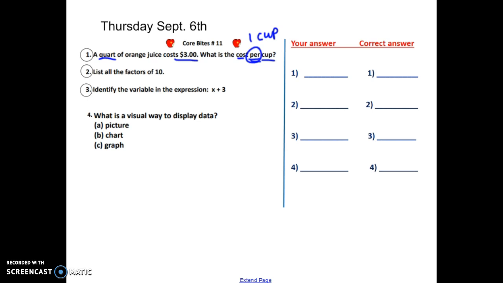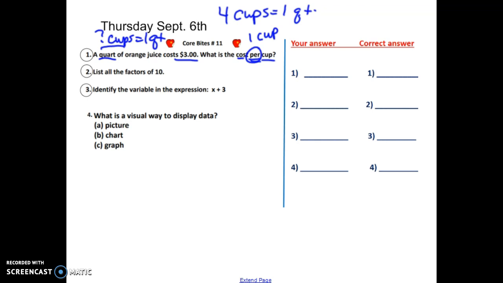Now, before you can determine the cost for 1 cup, you have to know how many cups are in 1 quart. Because the problem says a quart of orange juice costs $3, and then it's asking you for the cost per cup. A cup is different than a quart. So we've got to know how many cups are in 1 quart. I need you to write this information down. There are 4 cups in 1 quart. Pause your video and write that down.